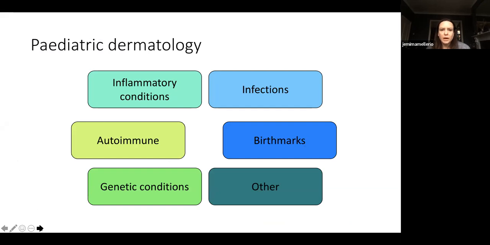So we've talked about some of the more common things that can occur in paediatric dermatology, and a few emergencies, things to be aware of as red flags that might need more urgent treatment. So I realise I just picked on a few things there. There's lots of other things that present in children.